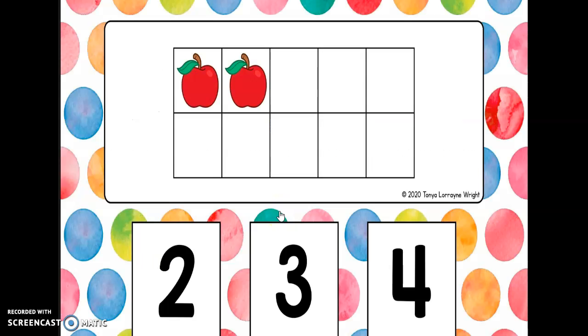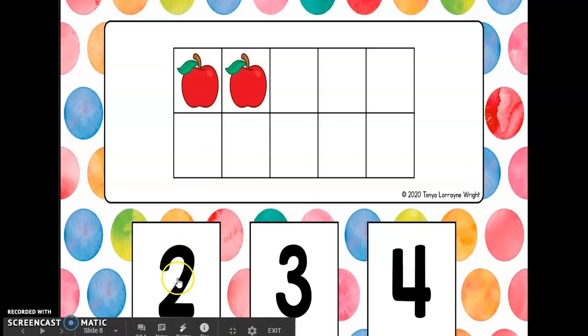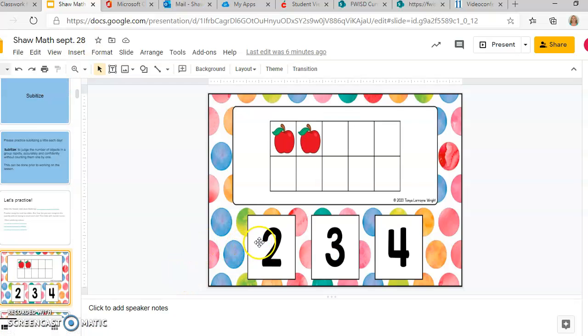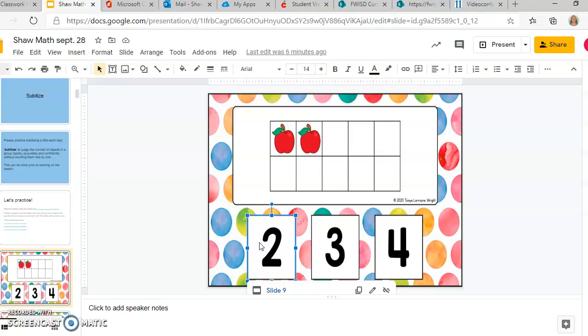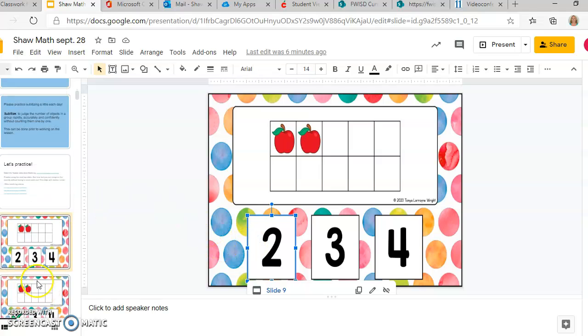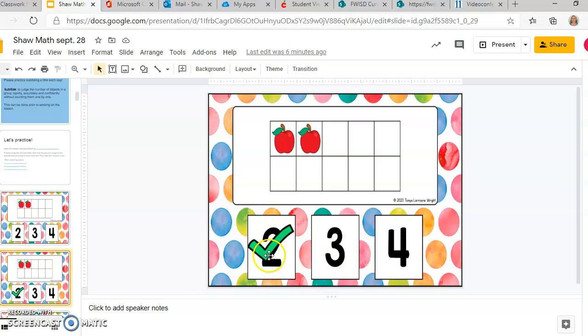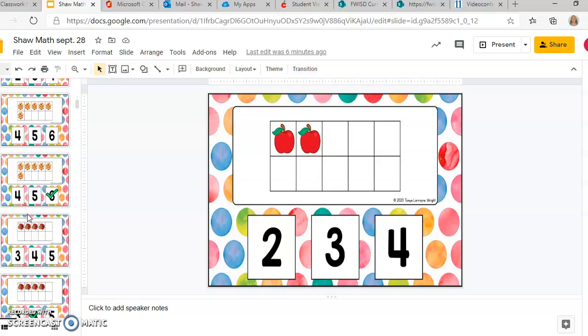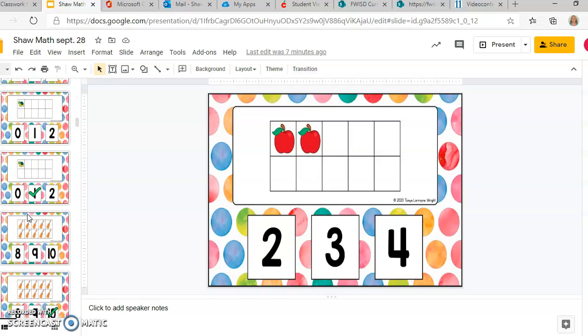The following slides are just a practice. These are not part of the assignment, but it's good to practice with. So you would look at the 10 frame. Here's our 10 frame. You would count the number of objects in the 10 frame, 1, 2, and you would click the number 2. Then the next slide will tell you if you are correct. So you're going to do that all the way down.